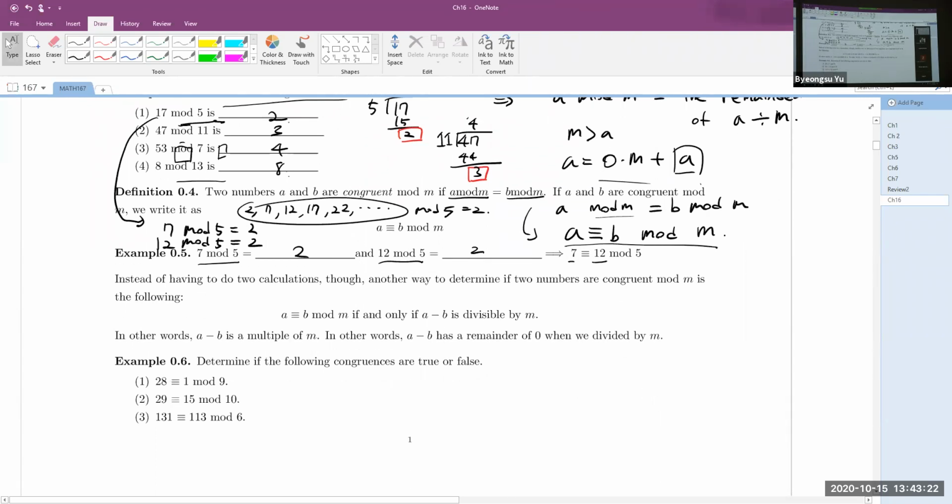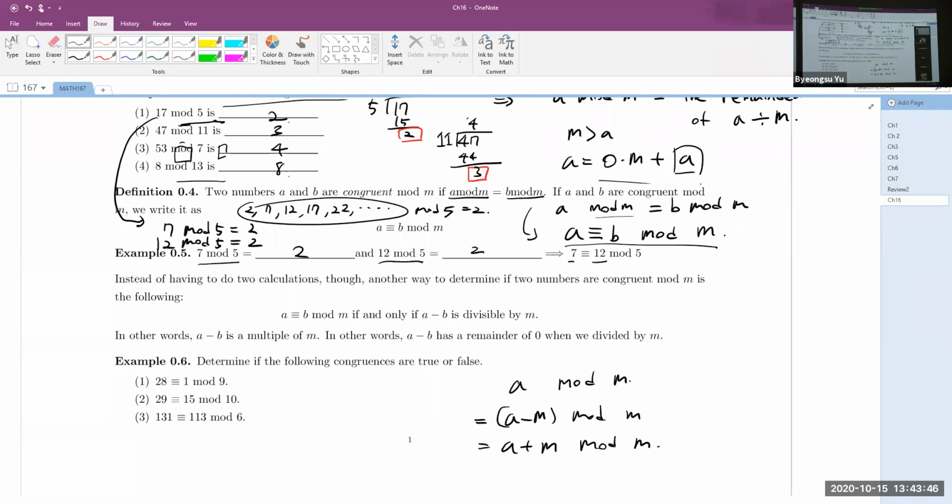And you can easily figure out that for any number, A mod M is equal to (A minus M) mod M, right? And also (A plus M) mod M, right? Adding M doesn't affect your remainder, because M is always canceled out as part of your quotient. So these will be helpful for you to calculate with larger numbers.